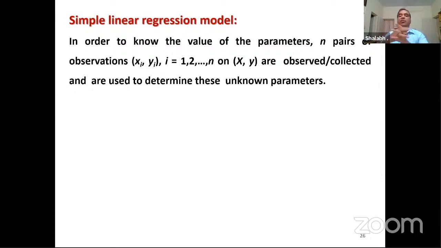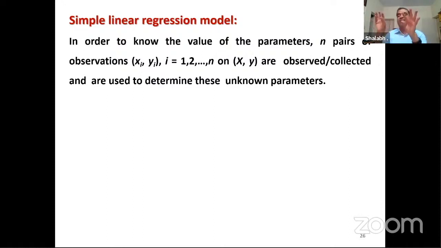Now if you want to fit the model, you have assumed the form of the model to be y equal to beta 0 plus beta 1 x plus epsilon. If you want to get this model, that means you want to know the values of beta 0 and beta 1. So we need to collect data on x and y. We conduct an experiment and collect, say, n sets of information on the paired observations of x and y.